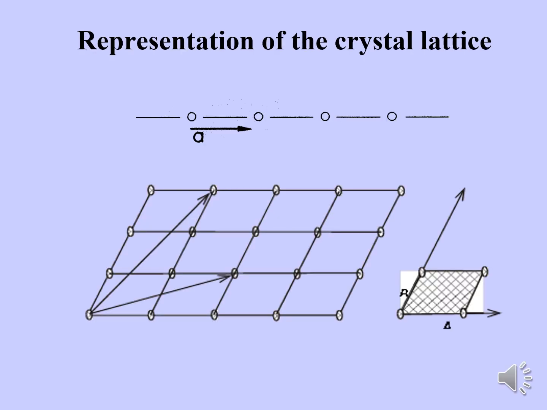Here you can see the representation of the crystal lattice. We consider an ideal crystal whose structure has no imperfections. All identical particles are arranged in parallel infinite series. The distance between particles in the majority of crystalline materials is a tenth of a nanometer.